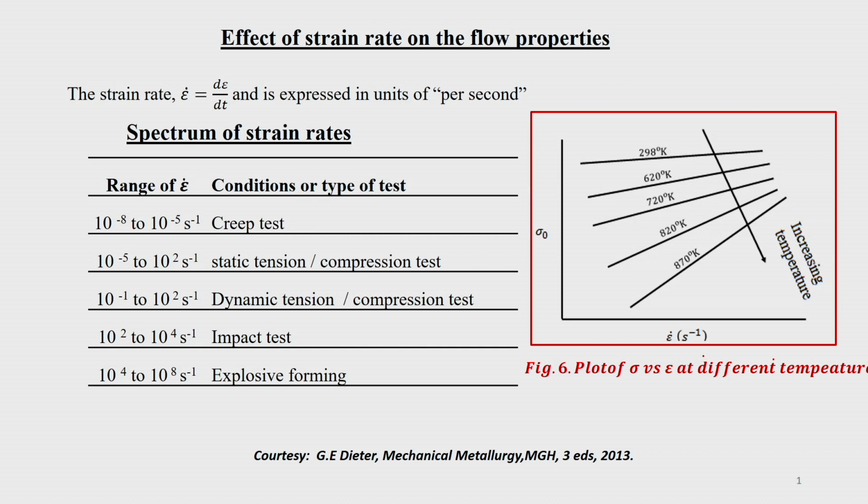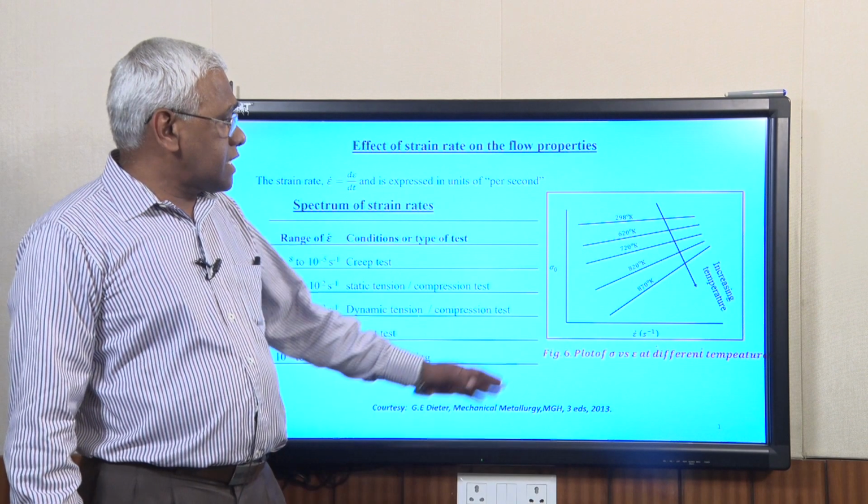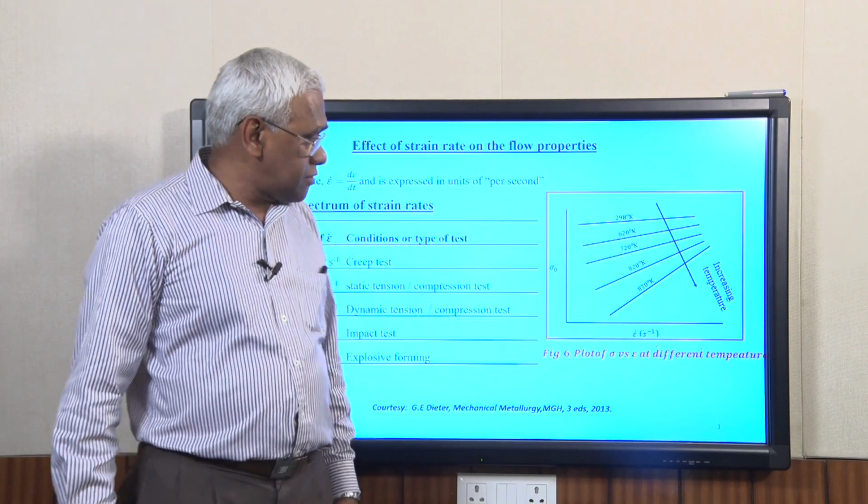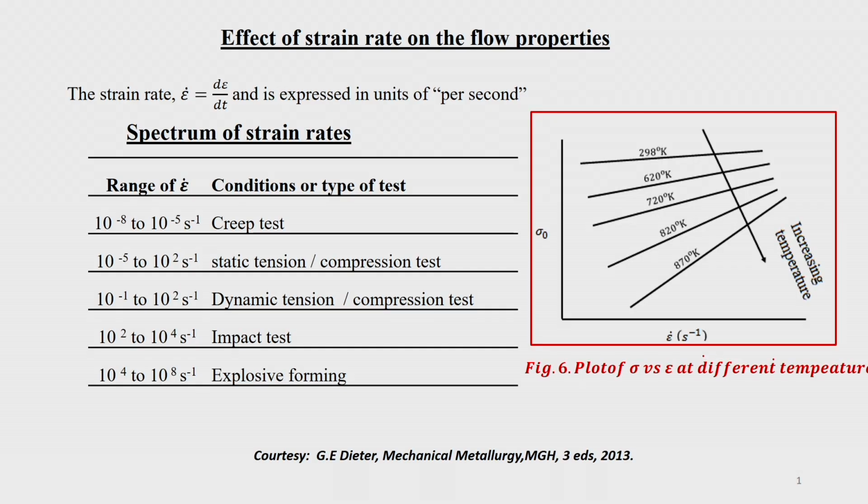And if you look at the dependency of flow stress on the strain rate and temperature, it will show like this. You will find that with an increase in strain rate, the flow stress keeps on increasing. That is the trend. With an increase in temperature, the strain rate effect becomes stronger, and at a higher temperature the slope will be much sharper compared to a lower temperature.